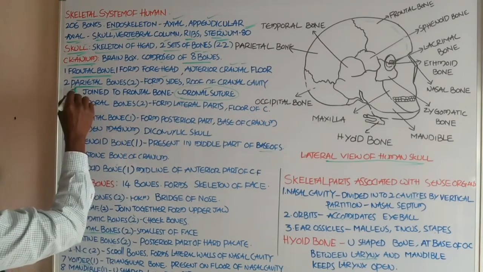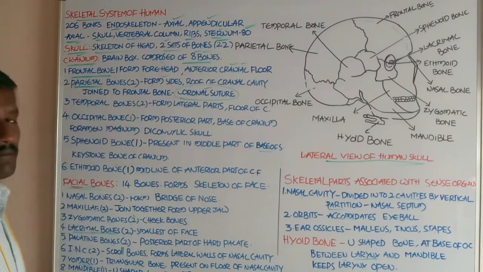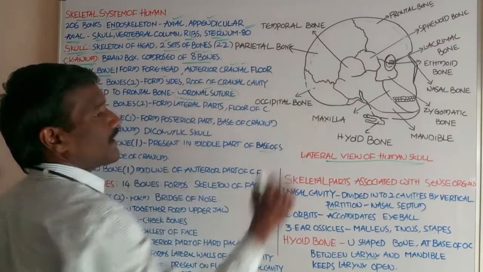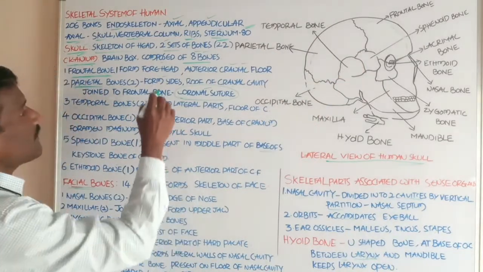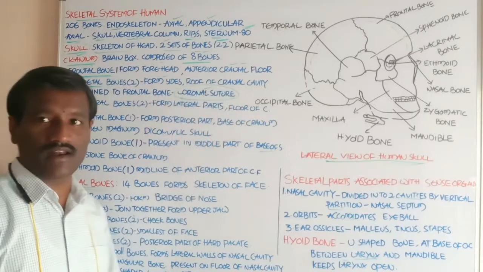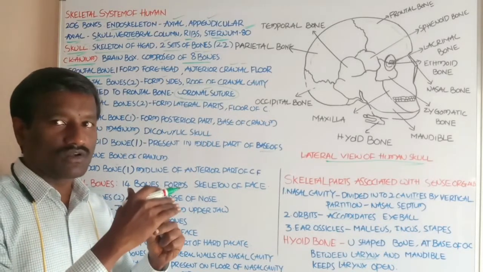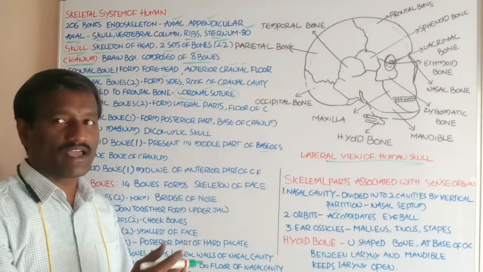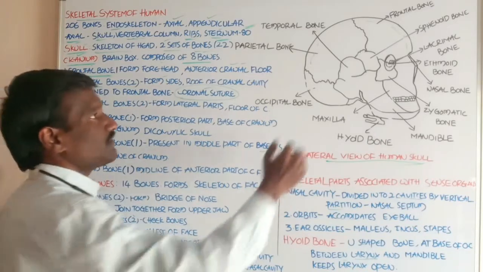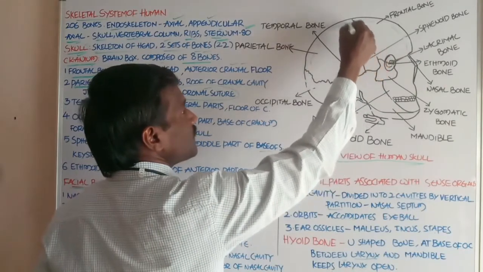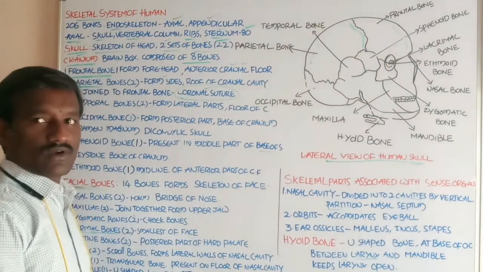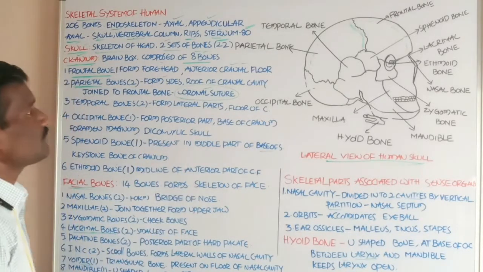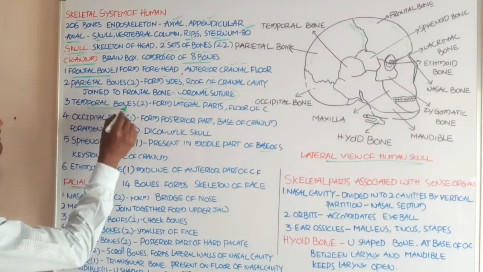Okay, student. Next, the second one is the parietal bones. Parietal bones are 2 in number. Parietal bones form the sides and roof of the cranial cavity. The parietal bones are connected with the frontal bone by a joint-like arrangement which is called a suture. This suture is the coronal suture, the joint between the frontal and the parietal bones. Next, the third one is the temporal bones.